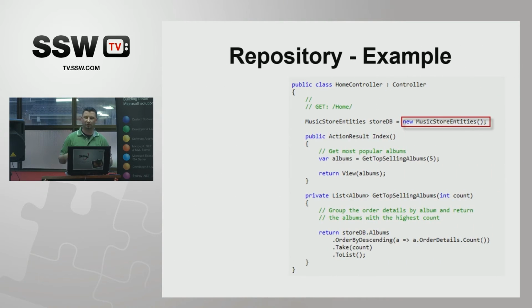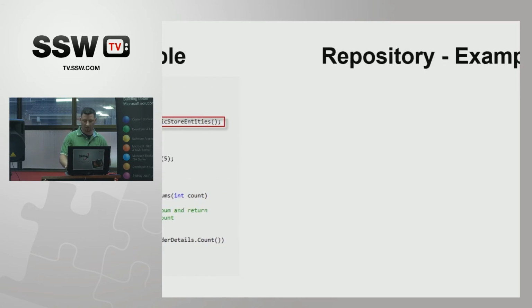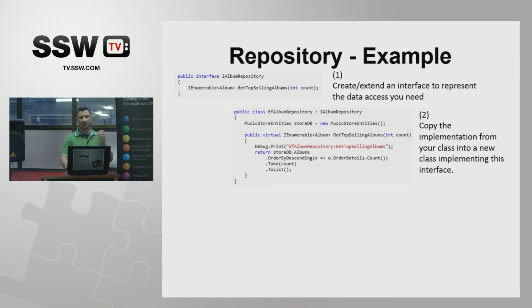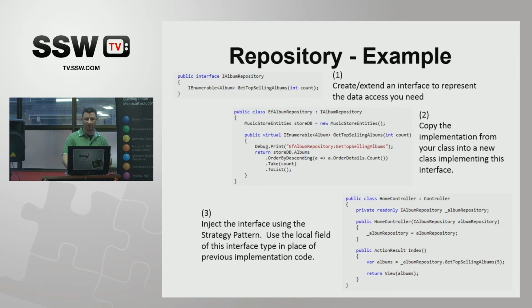So here's an example of the repository. This is the original MVC Music Store we talked about, and how you can shift it. So the first thing is pull out an interface, then copy all that implementation into a new implementation called the Entity Framework album repository, and then just inject this using dependency injection. And I showed you this already in Visual Studio.